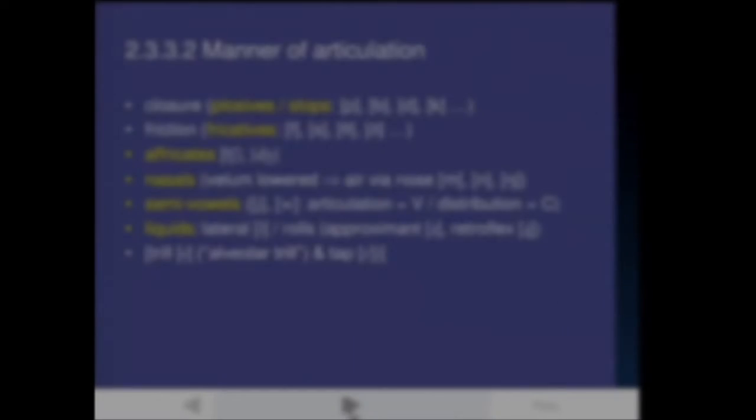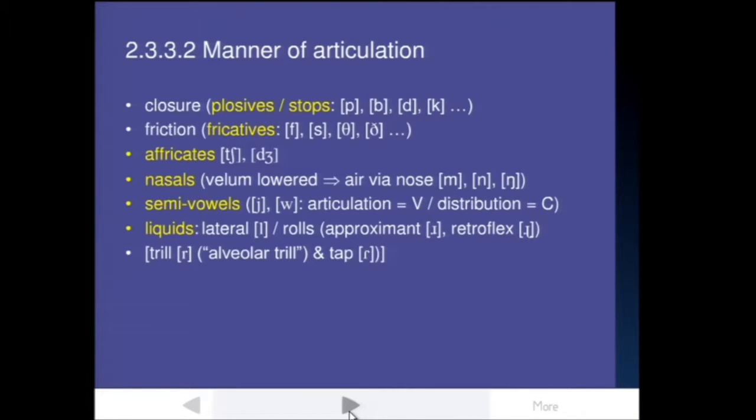The next thing then refers to the manner, because we know in the same place you can do different things. We're going to move through those step by step, because especially the distinction between the first two is pretty straightforward. What you can do is you can block off the airstream completely. If you block it, you stop it. Those sounds are called stops.